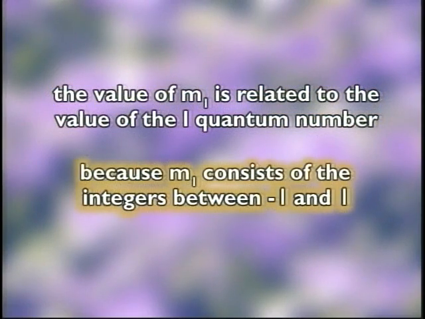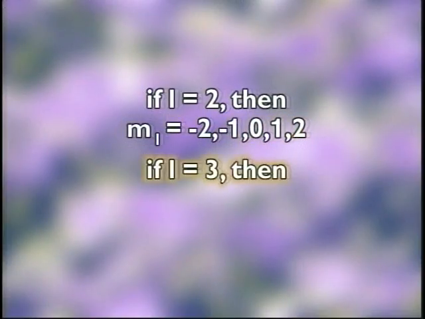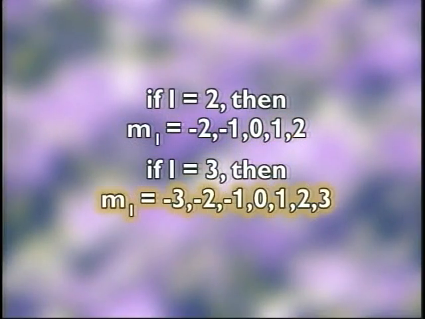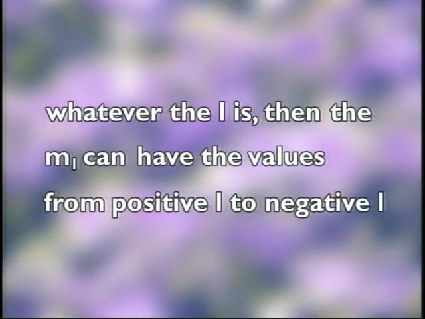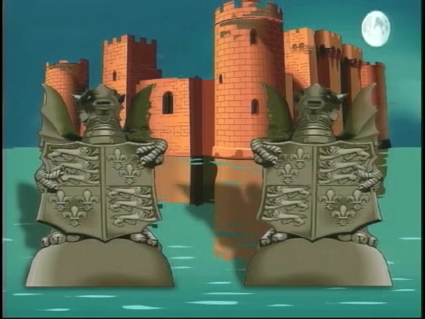The value of m sub L is related to the value of the L quantum number, because m sub L consists of the integers between negative L and L. So for instance, if an orbital's L quantum number is 2, m sub L is negative 2, negative 1, 0, 1, and 2. If L is 3, then m sub L is negative 3, negative 2, negative 1, 0, 1, 2, and 3. So whatever the L is, the m sub L can have values from positive L to negative L.